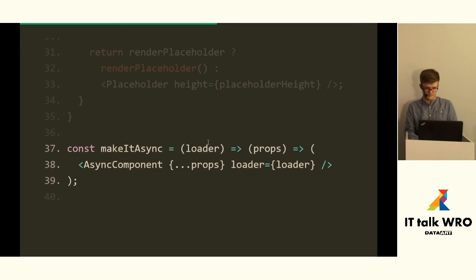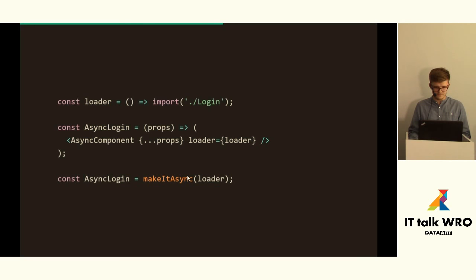So that was a wrapper component, but we can create a higher order component from that. It's just a function that accepts a loader and returns a functional component, which wraps the passed component into an AsyncComponent. It allows us to reduce the lines of code we need to write to transform every component to asynchronous.